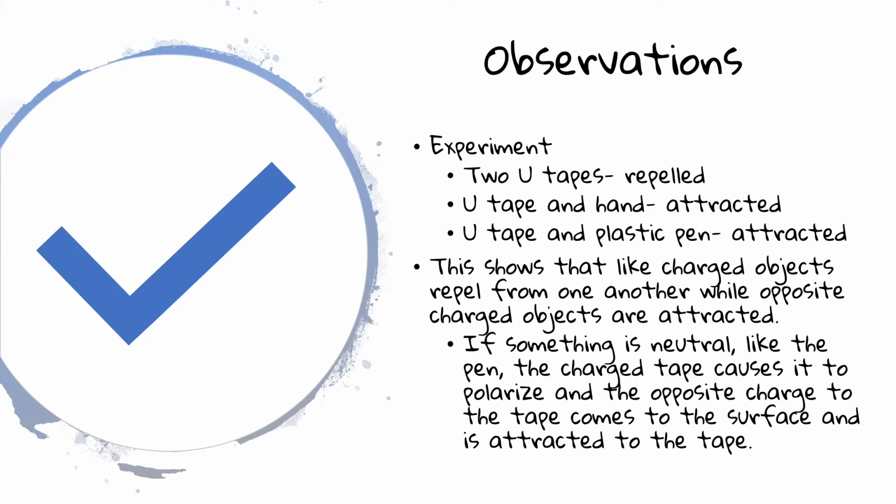My observations were exactly as I predicted: the two U-tapes did repel one another since they had the same charge, which ended up both being positive. The U-tape and my hand were attracted to one another, as well as with a plastic pen, which showed that like charges repel and opposite charges attract. And if something is neutral, like the pen or my hand, the charged tape would cause it to polarize, and the opposite charge to the tape would come to the surface and attract to the tape. So in this case, the negative charges in my hand would come to the surface and attract to the tape.